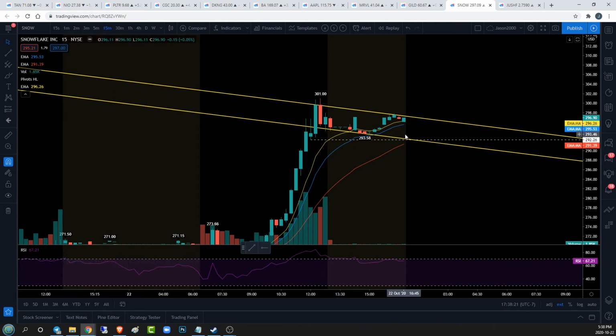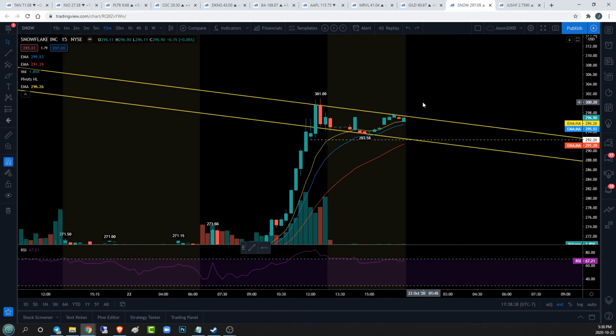So let's say we come down. Let's ignore this for the sake of education. If we come down and just lose this little trend line, that is okay. We expect lower lows. As long as we close inside, we're going to be okay for a flag.